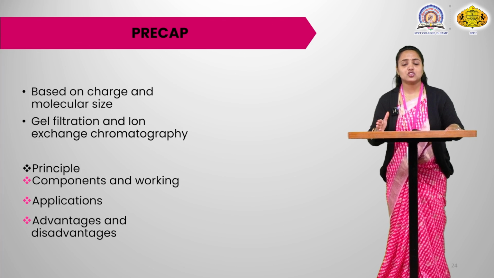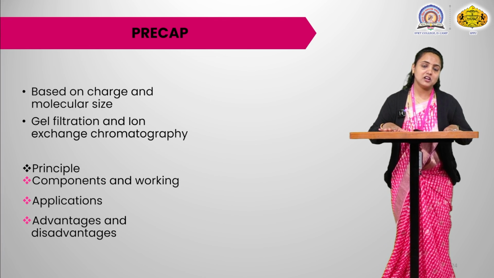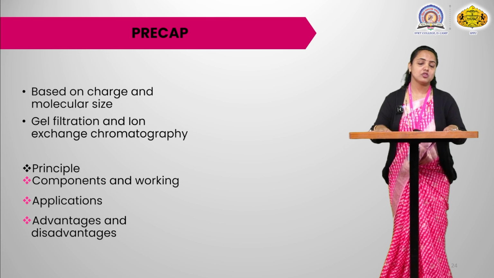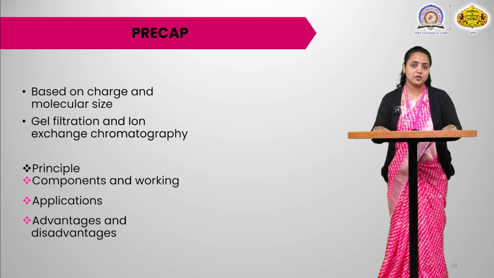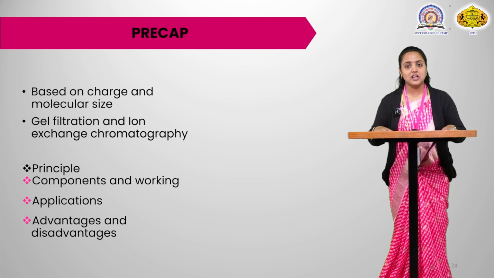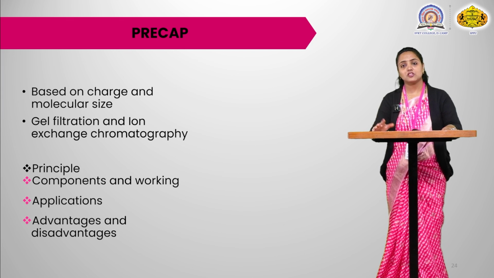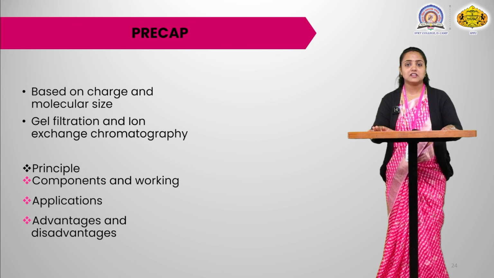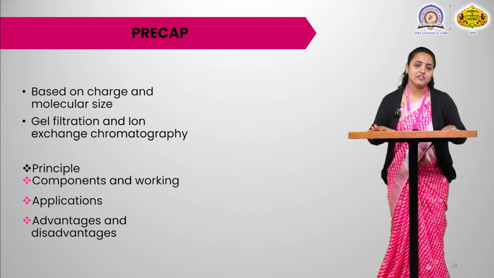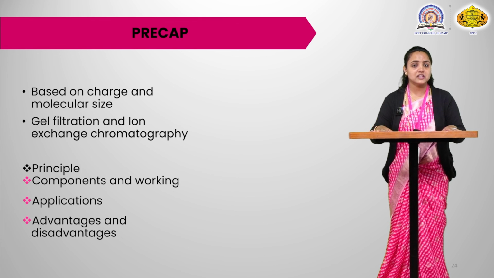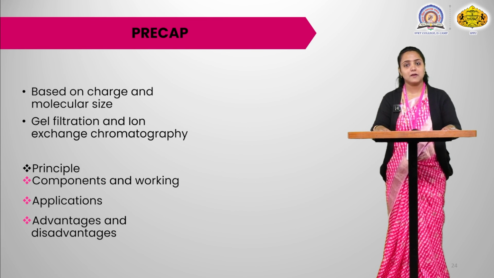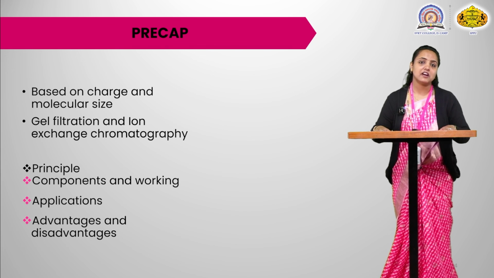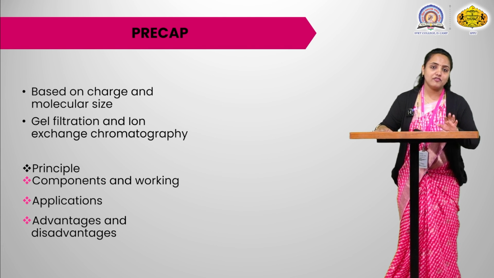In our next session, we are going to see methods which are based on charge and molecular size: ion exchange chromatography, which is based on charge, electrophoresis, which is based on charge and size, and the density gradient method or the gel filtration method. We are going to see their principle, working, components, applications and advantages or disadvantages.